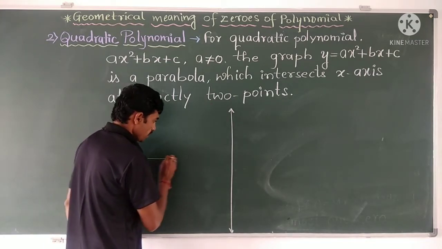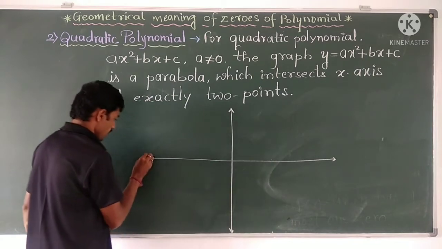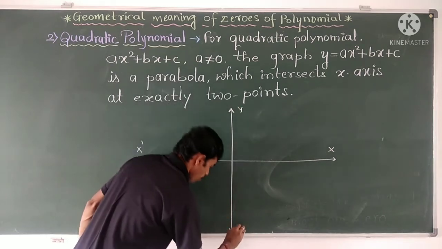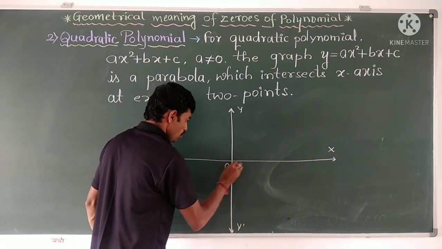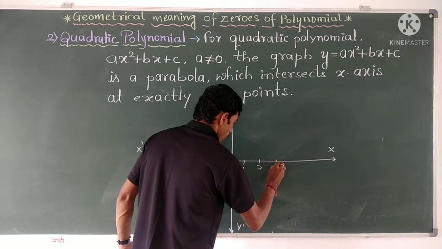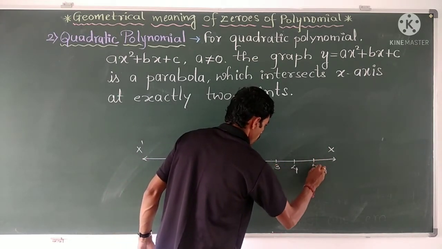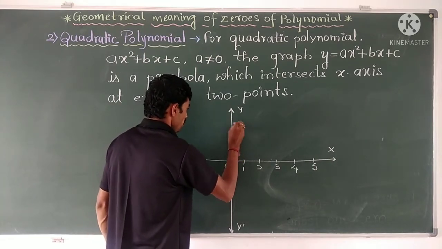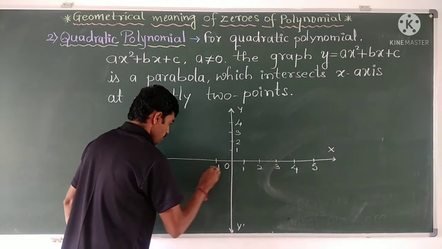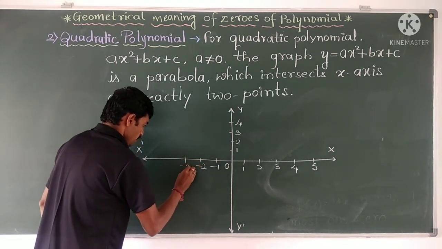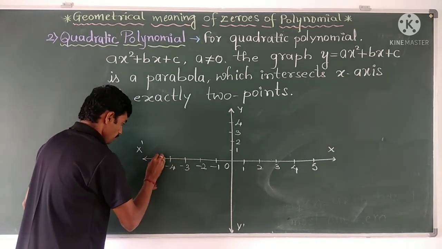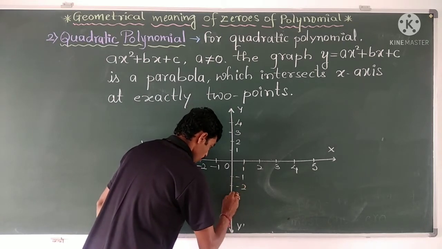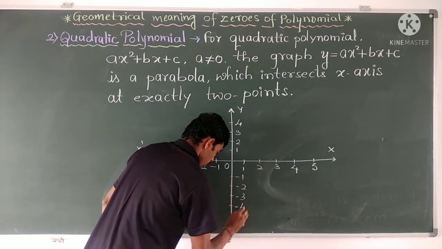This is the y-axis and this is the x-axis. X dash, x-axis, y dash axis. So 0, 1, 2, 3, 4, 5. Again it goes 1, 2, 3, 4. Again minus 1, minus 2, minus 3, minus 4, minus 5. Again minus 1, minus 2, minus 3, minus 4.